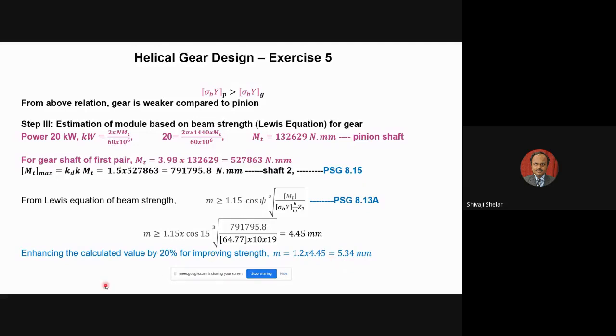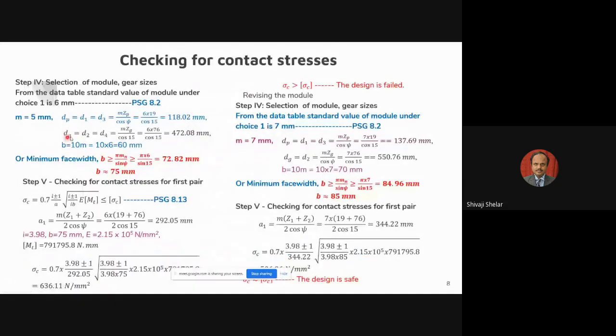So we have done the calculation in the next slide. From the data table, the standard value for module under choice 1 from PSG 8.2 is 6 mm. So we have then the calculation of pinion diameter: 6 into 19 upon cos 15, that is 118.02 mm. Then the calculation of gear size, DG: 6 into 76 upon cos 15, that is 472.08 millimeter.